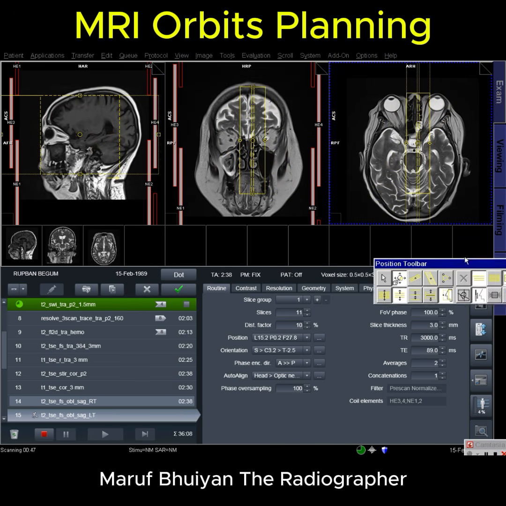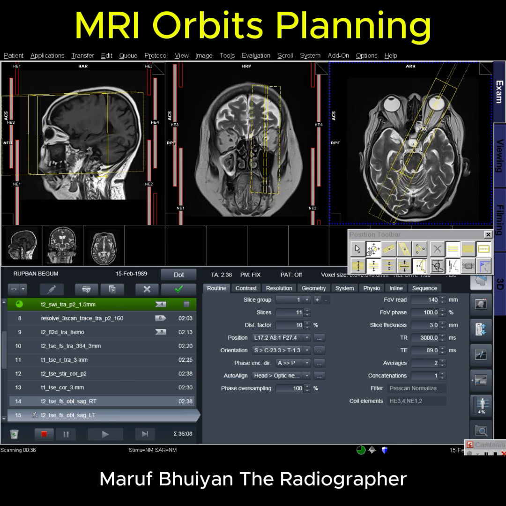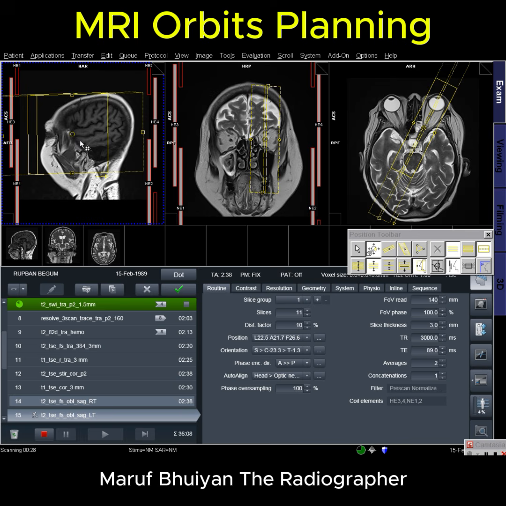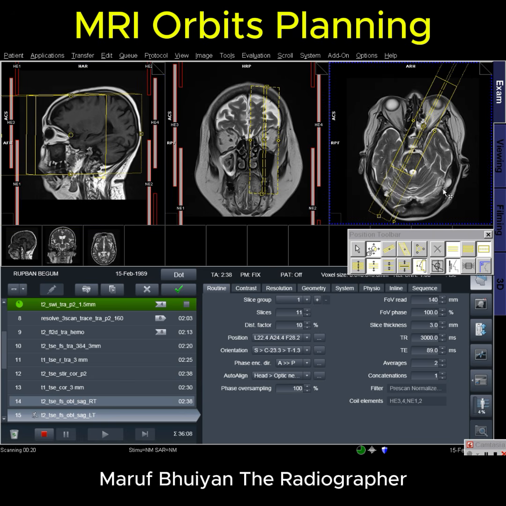And now I am planning for the left orbit. So drag the positioning block over the left orbit and angle the slice parallel to the left optic nerve. And also check over the sagittal image that I have taken for the brain, that the field of view covers the whole orbit.